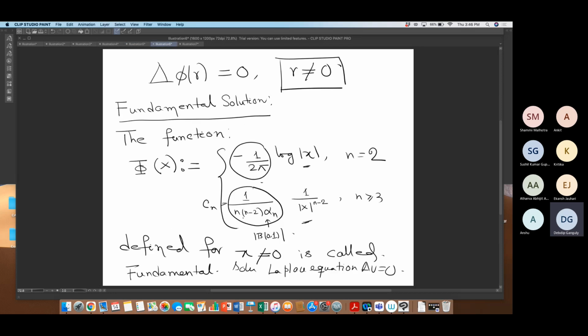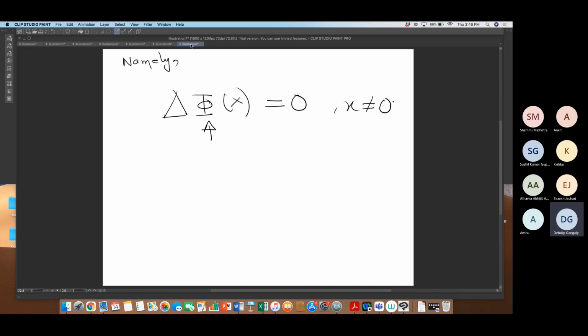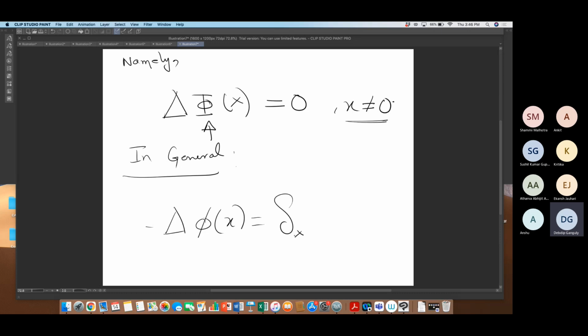See, n greater than or equal to 3, this is a constant, a purely dimensional constant. This comes because of the fact that I have said that Laplacian of phi x equals 0 for x not equal to 0. In general, you can write that Laplacian of phi of x is some Dirac measure at the point 0.